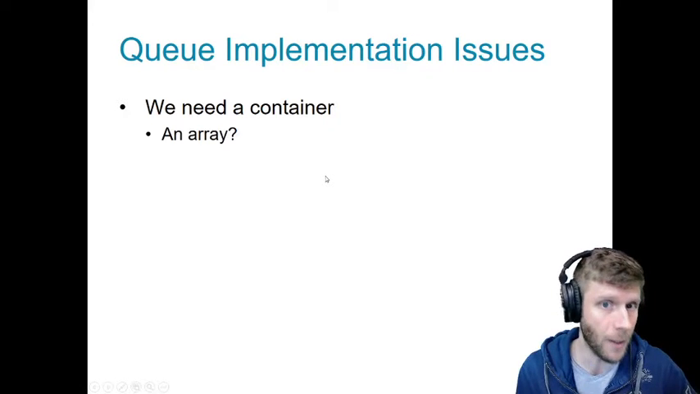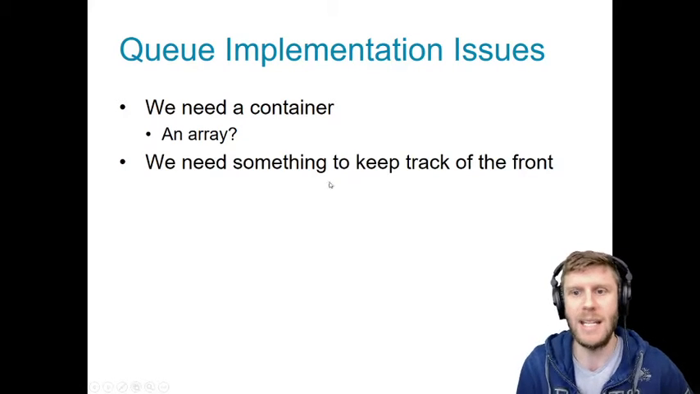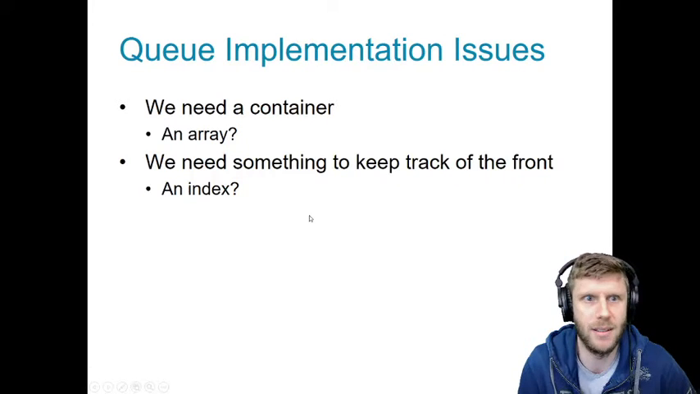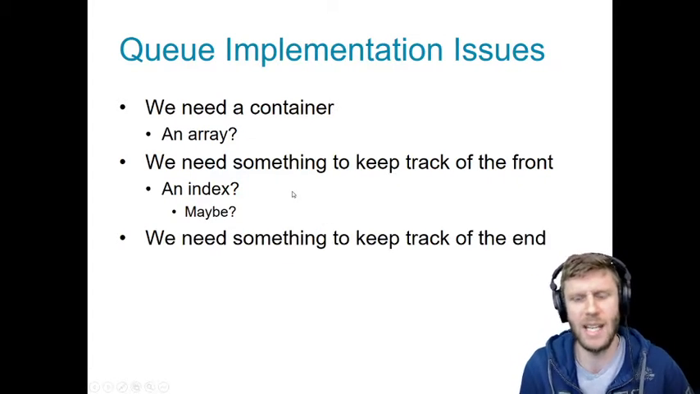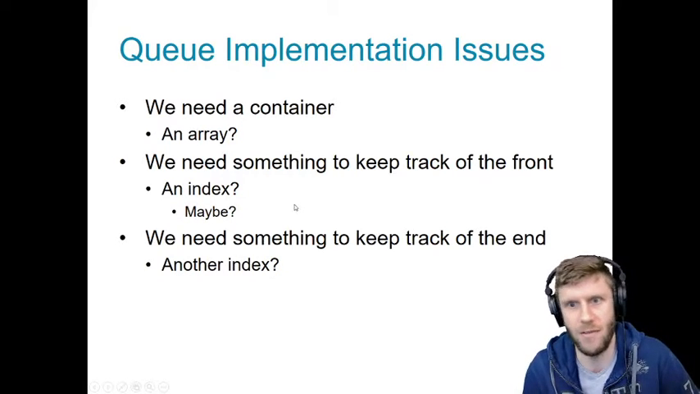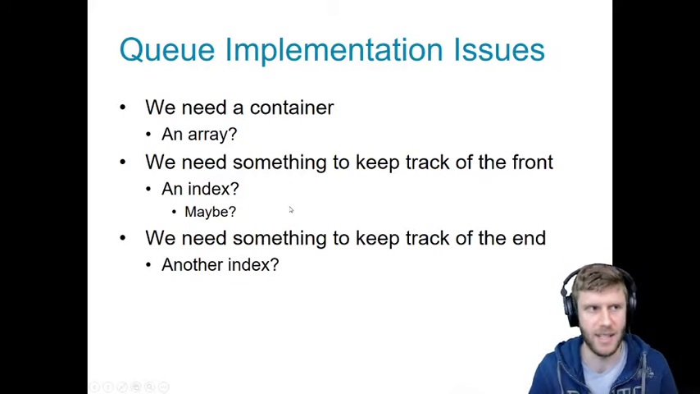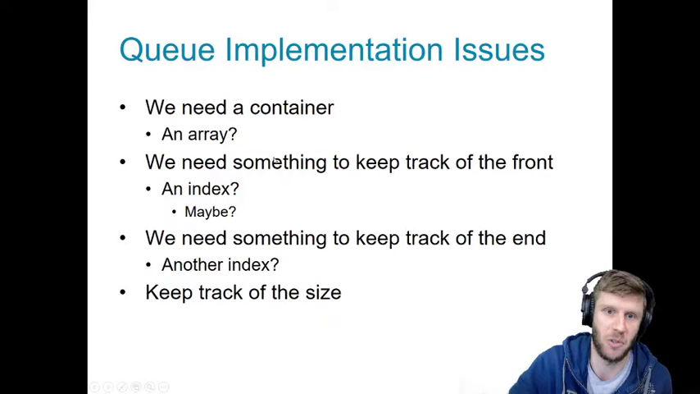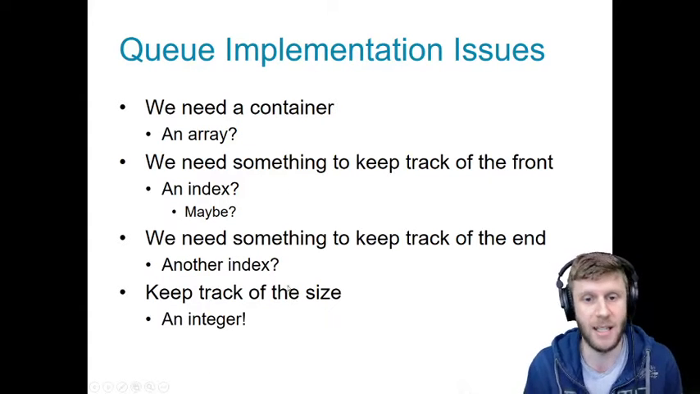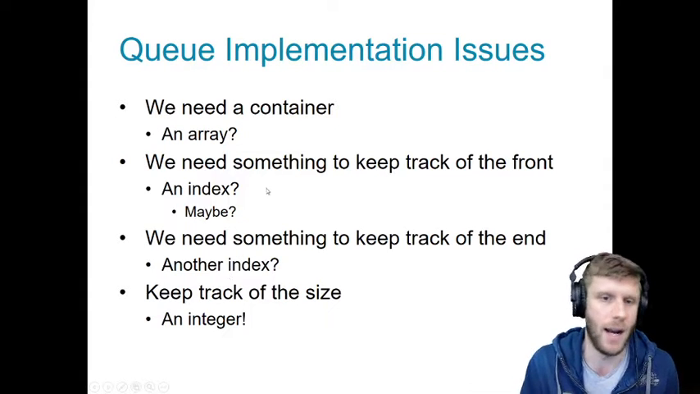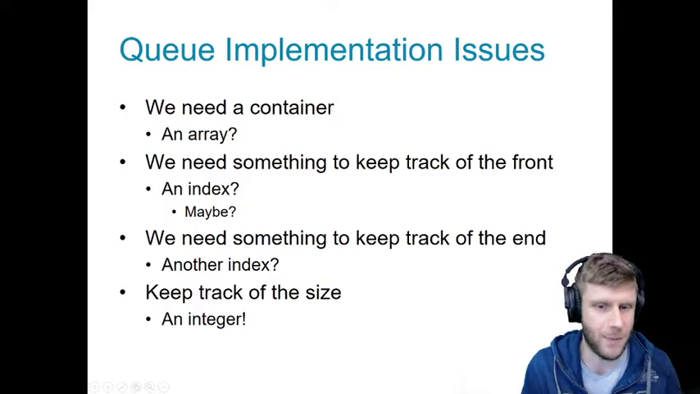So the queue implementation issues. We need a container, an array. Great. We need something to keep track of the front. Well, that's easy, like an index, maybe it's 0. We need something to keep track of the end, kind of like top, right? So just have another index, an integer that represents the index in the array. And we need to keep track of the size. Okay, cool, another integer. Heck, we can even do something like the end minus the start, whatever. But we can just keep track of it as an integer.